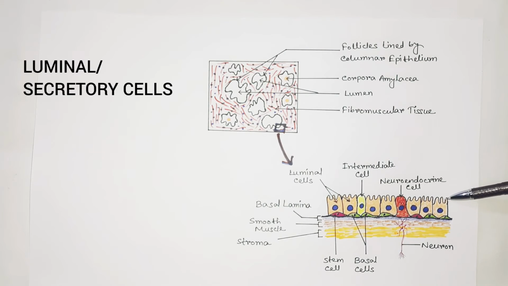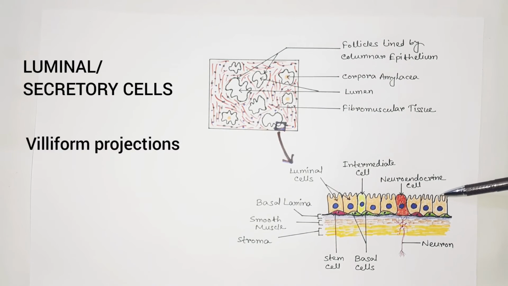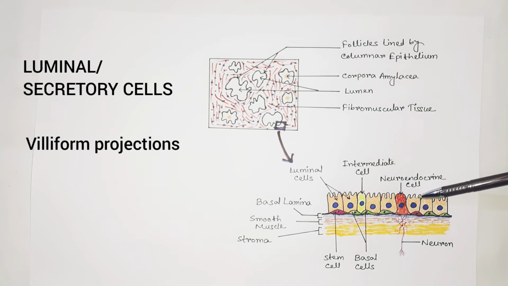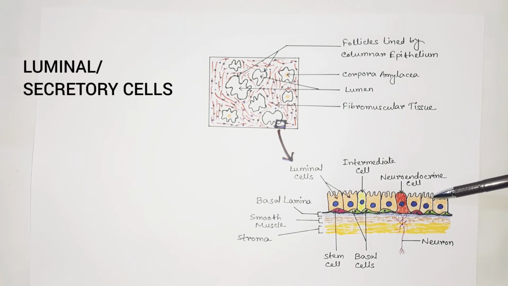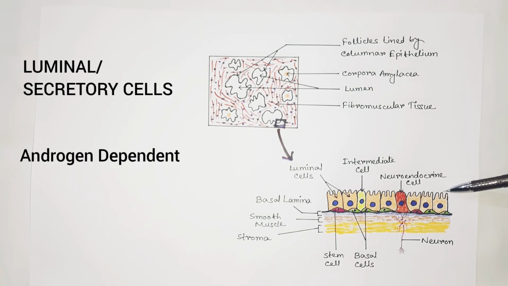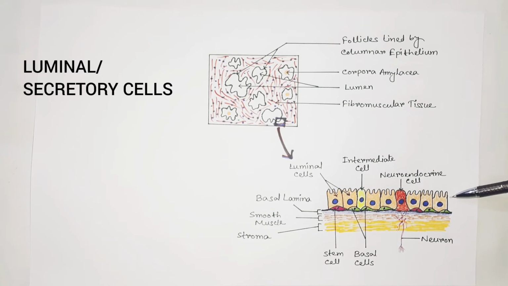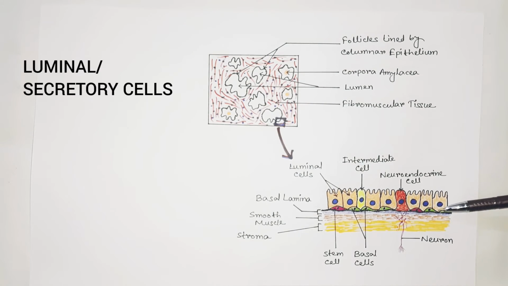The apical cytoplasm has lysosomes, dense bodies, etc. Villiform projections are present in the apical cytoplasm and extend into the lumen. The cells are androgen dependent and secrete fluid into the glandular lumen. The fluid contains prostate specific antigen, prostate acid phosphatase, etc.